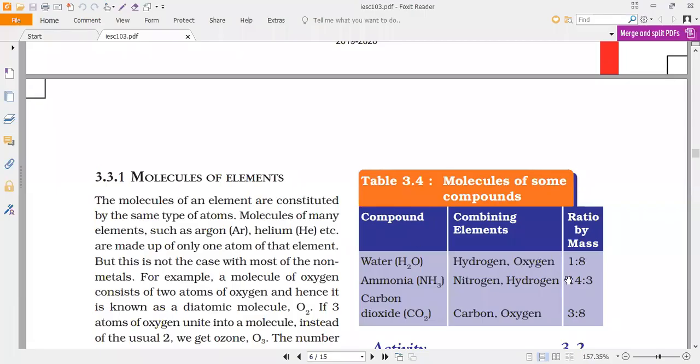You can see what is the mass ratio. Mass ratio alone you have to remember. What is the ammonia mass ratio? Just check it here. What is the mass ratio of ammonia? All of you. 14:3. Please remember, the mass ratio is 14:3. Now we are finding the elemental ratio. So let us find. Shall we start now?